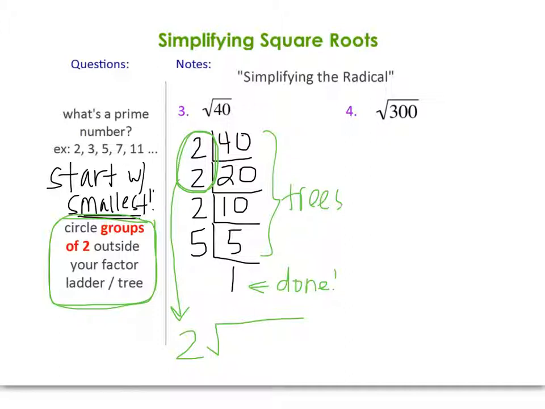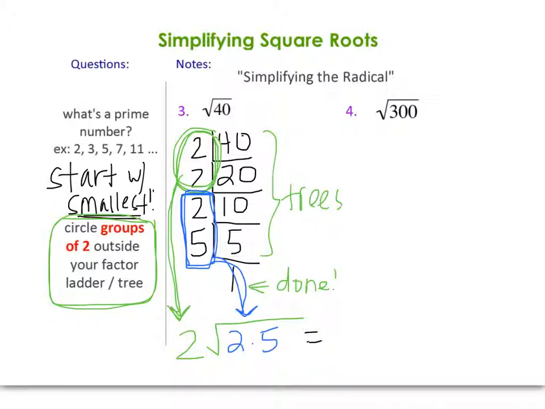And then I take the remaining numbers and I multiply them together on the inside. Does everyone see how I did that? I took my outside pair and I put it on the outside of my radical. I took all of my non-pairs and put them on the inside. Well, I can simplify that.